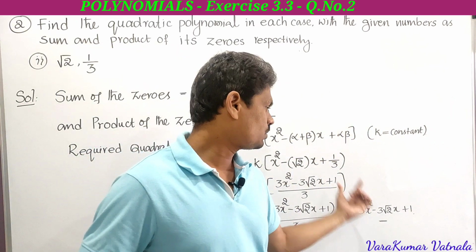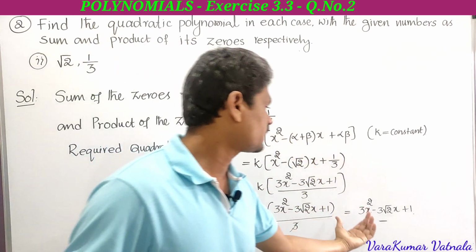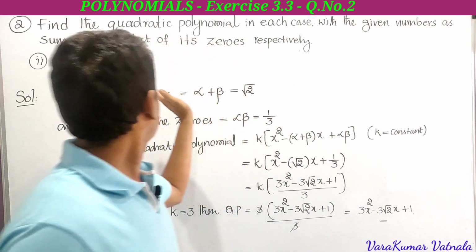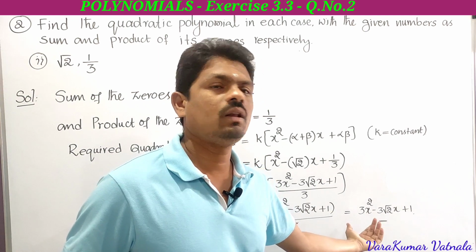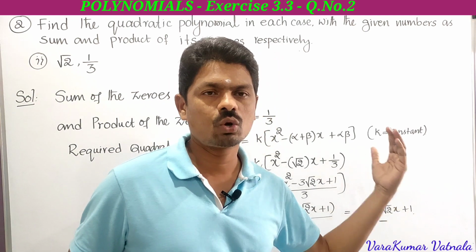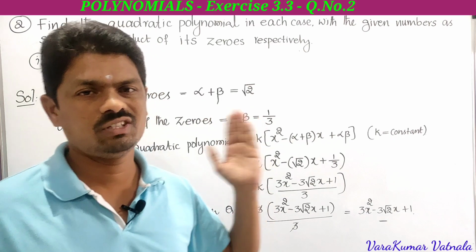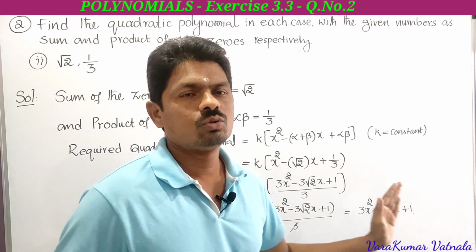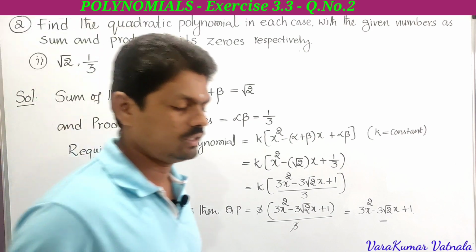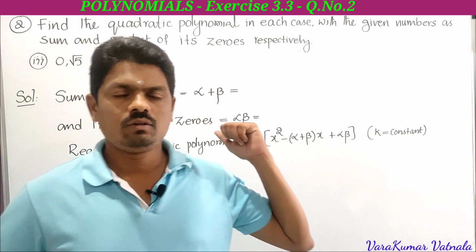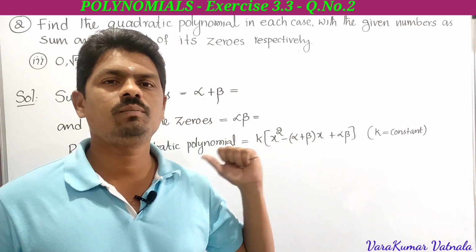So the sum of the zeros is root 2 as given, the product of the zeros is 1 by 3 as given. This is the quadratic polynomial with the sum of the zeros root 2 and the product of the zeros 1 by 3. So this is the second bit. So next we have to solve the third bit. This is the third bit in the second problem.